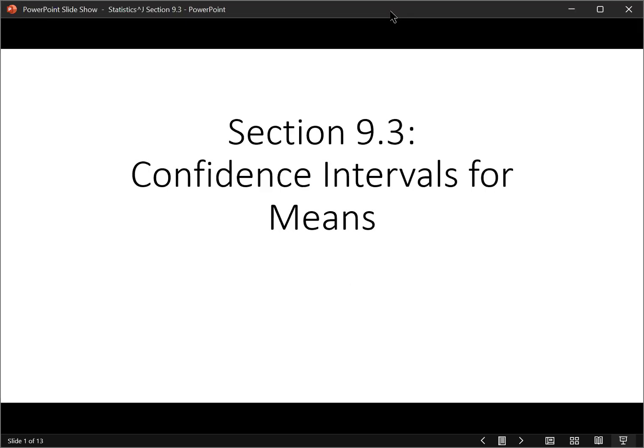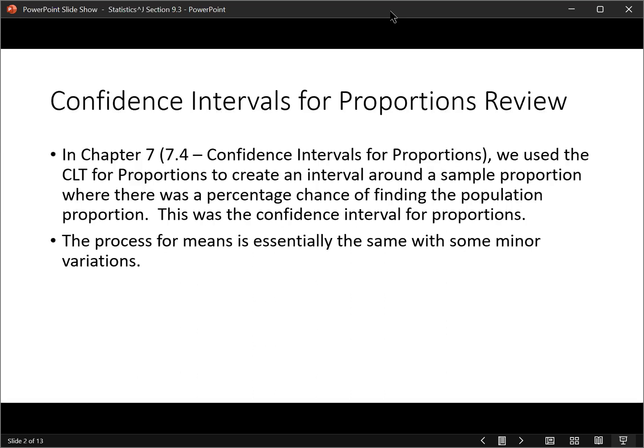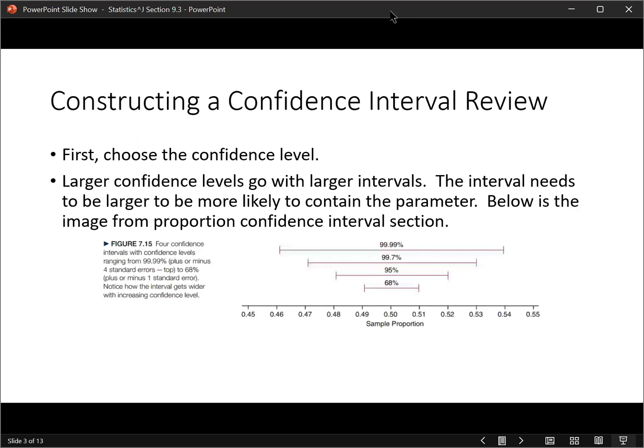Hello. In this video, we will cover section 9.3, which is on confidence intervals for means. In chapter 7, we used the central limit theorem for proportions to create an interval around a sample proportion where there was a percentage chance of finding the population proportion. This was called a confidence interval for proportions. The process for means is essentially the same with some minor variations.